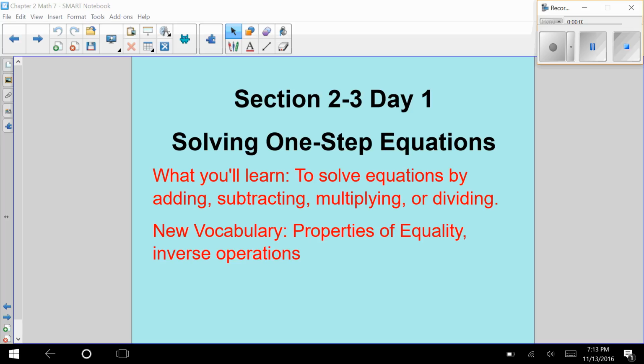This is section 2.3 day 1, solving one-step equations. Today you will learn how to solve equations by adding, subtracting, multiplying, or dividing. Let's start with vocab.